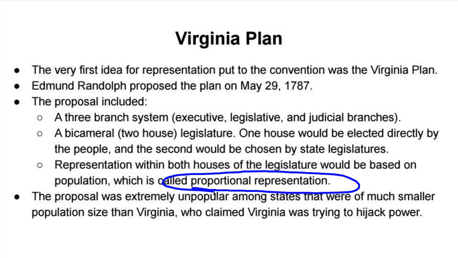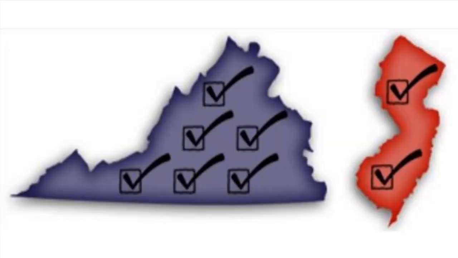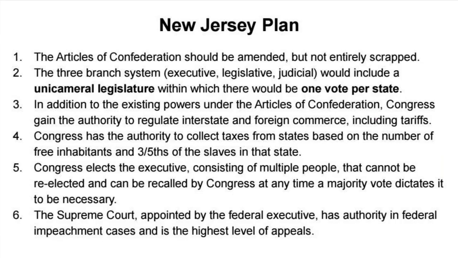This is the biggest sticking point to the Virginia Plan. The proposal is extremely unpopular among the smaller states who claim that Virginia is trying to hijack power over the federal government almost exclusively for itself. This is depicted here by Virginia, which had a much larger population than smaller states like New Jersey, and actually New Jersey countered with a plan of their own. They thought that the Articles of Confederation should be amended. They should be fixed, but not entirely scrapped.